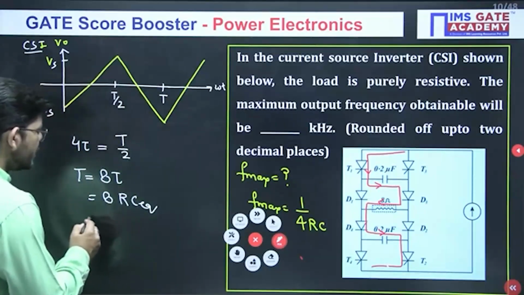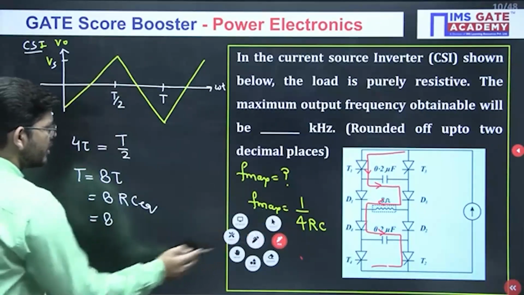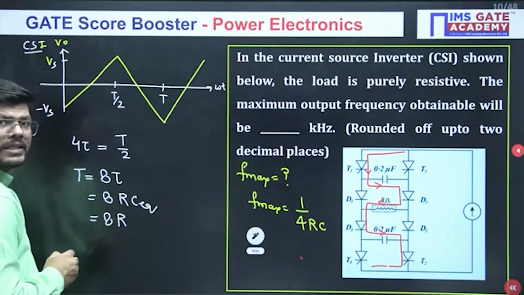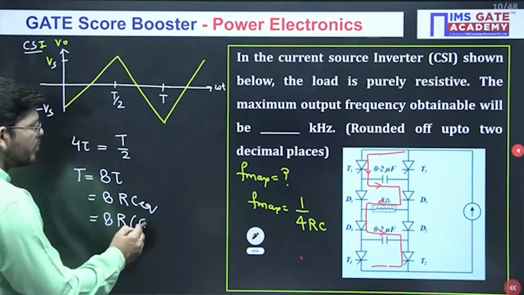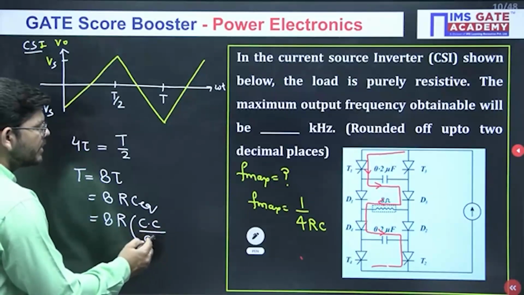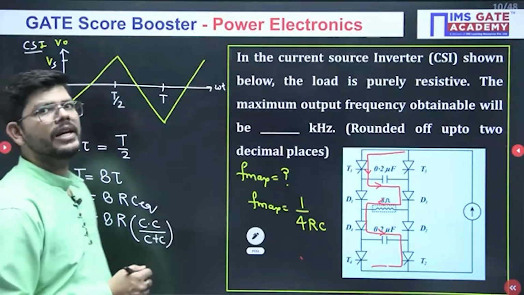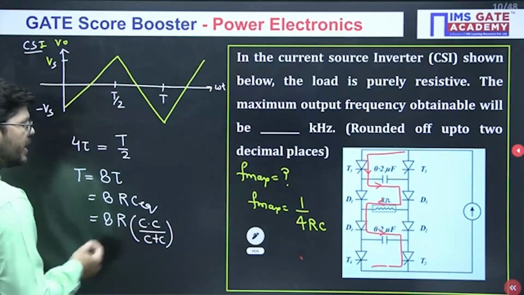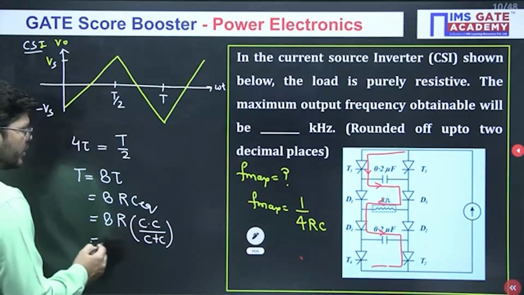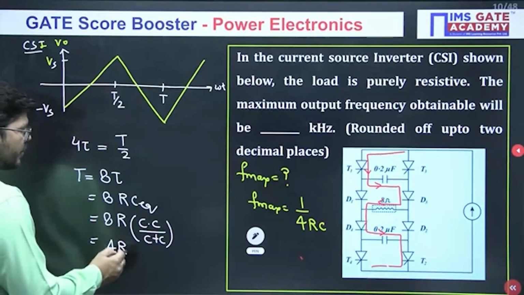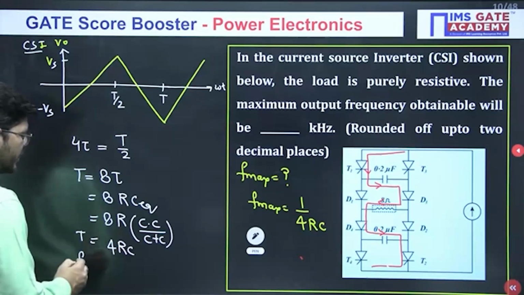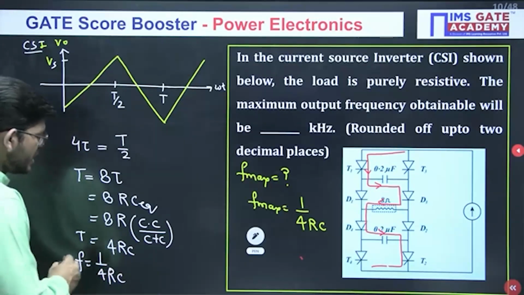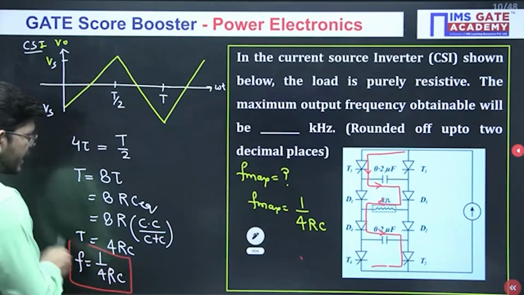So if you have to find C equivalent, how will you write it? Both the C are in series with each other, so you write the series combination: C into C upon C plus C. Capacitors in series are treated like resistances in parallel. So you will get C by 2. So C by 2 gives you 4RC. This is the time period. So what will be the frequency? It will be 1 upon 4RC. This is how you get this expression.